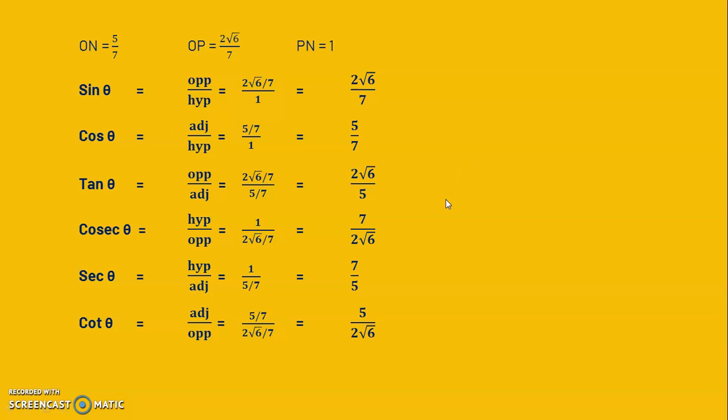Okay, so then we will move on to the next problem. Before that, we have to learn one more thing, that is about the quadrants. There are 4 quadrants here. In each quadrant, some of the trigonometric functions are positive and others will have negative signs here.